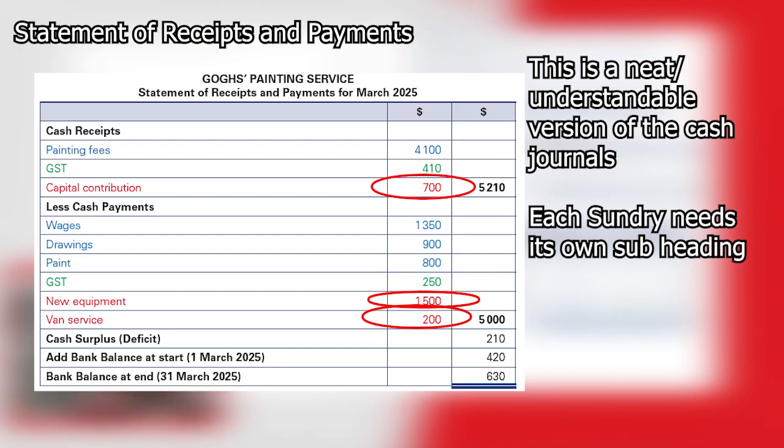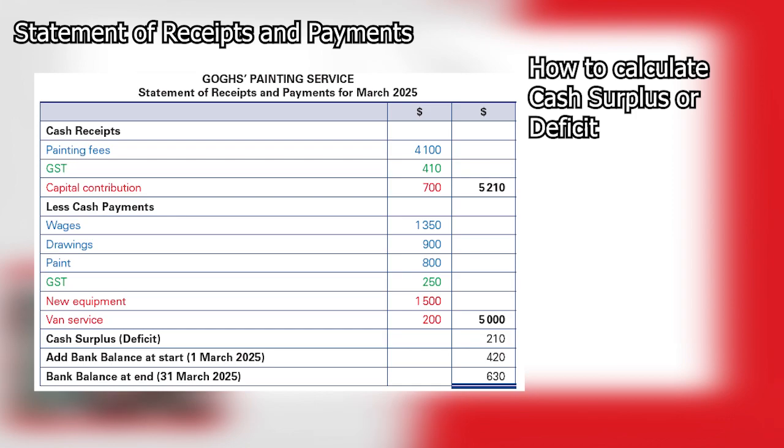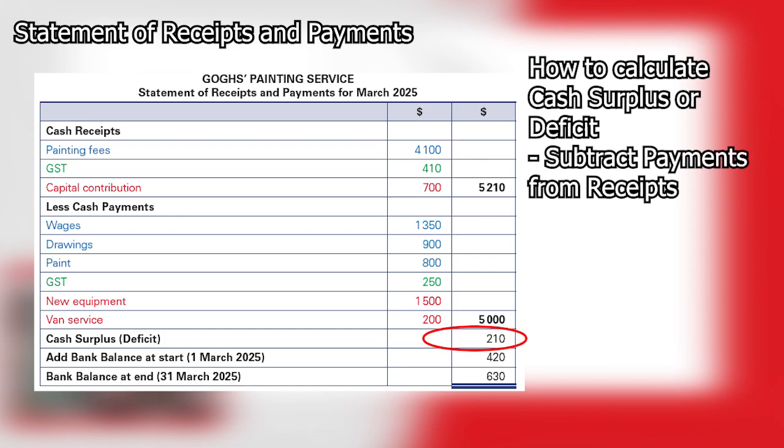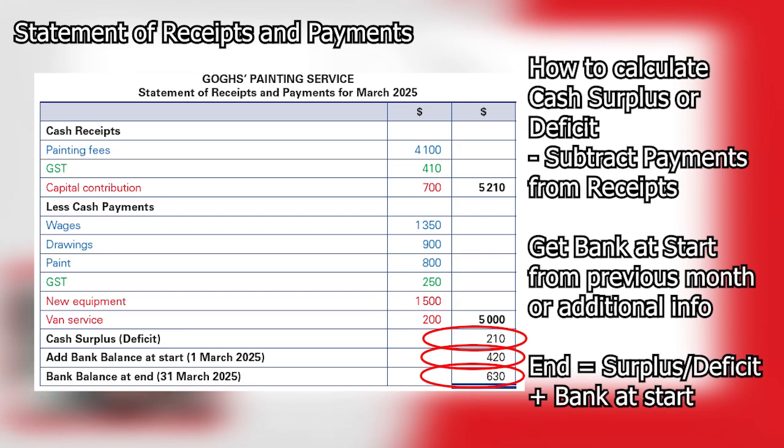Additionally, lifting up from that, we also see that the cash surplus and cash deficit is calculated here, plus bank at start and bank at end. You get the bank at start, the 420, from the previous month, what you get given in the source info, and the bank at end you would need to calculate. So just things to be aware of there.